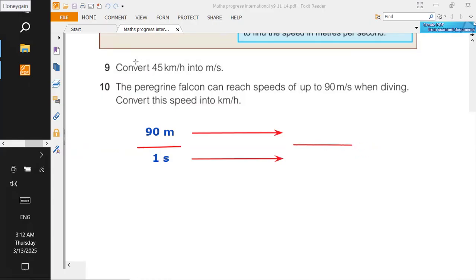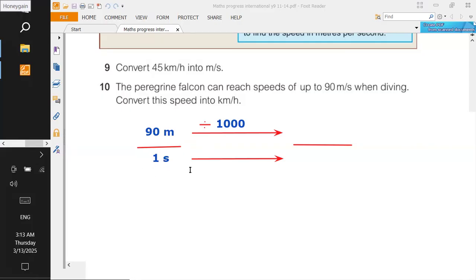So first, let's talk about the meters to kilometers. I know that to turn a kilometer to meters, I have to multiply by 1,000. But here it's the opposite. I'm going to turn the meters into kilometers. It means I have to divide by 1,000. Now, this is the first step. To turn this into kilometers, I'm going to divide by 1,000.